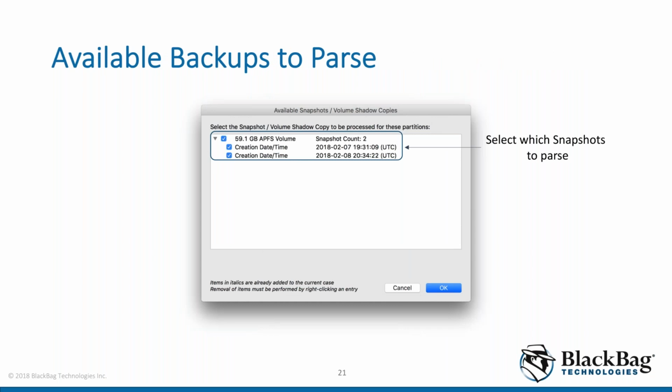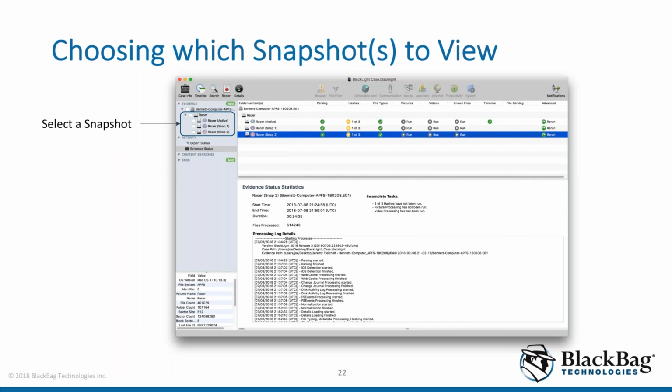When you click next to that button, this is the window that you'll get, and it'll just list all the different snapshots. You can select which snapshots you'd like to process. When you click OK and start processing, you're going to see a window like this.